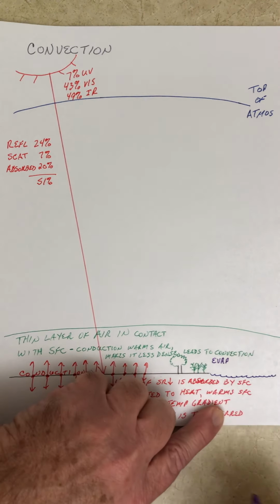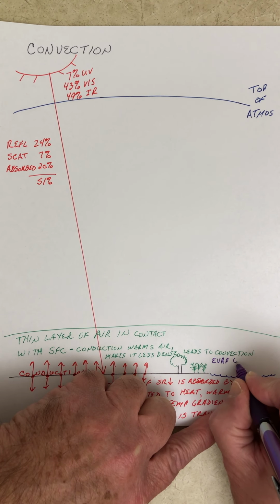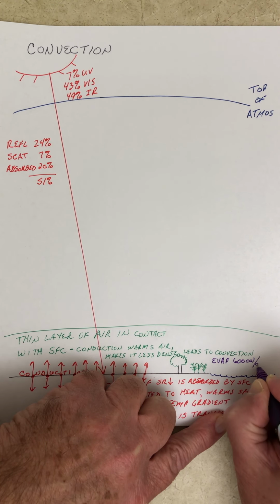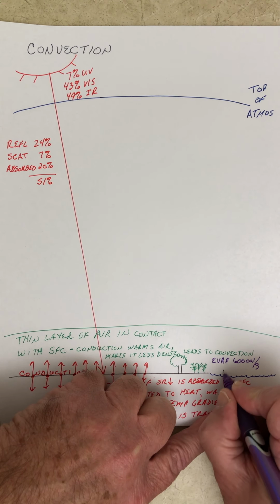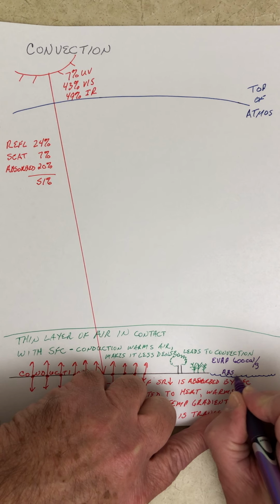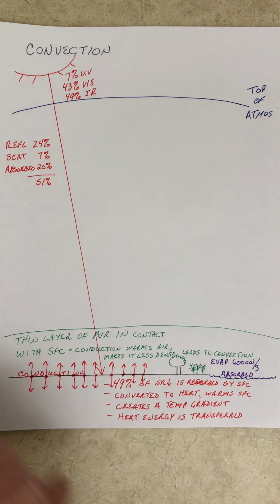And remember this evaporation, remember the energy component of it is that 600 calories of energy for every gram of water that is evaporated. Okay, this is absorbed. So 600 calories of energy per gram of water that is evaporated are absorbed.